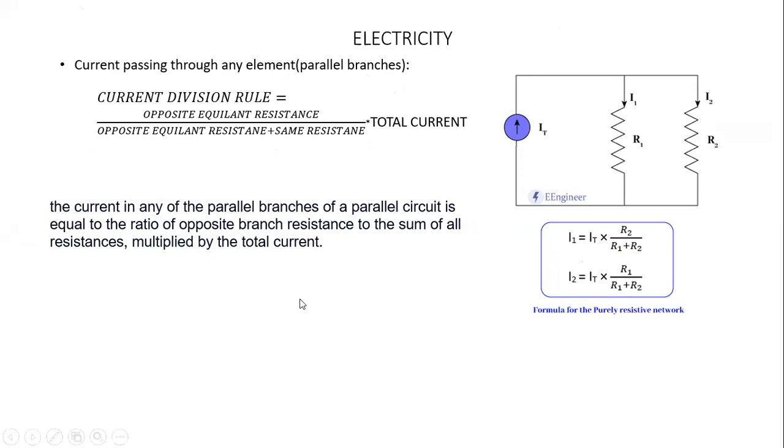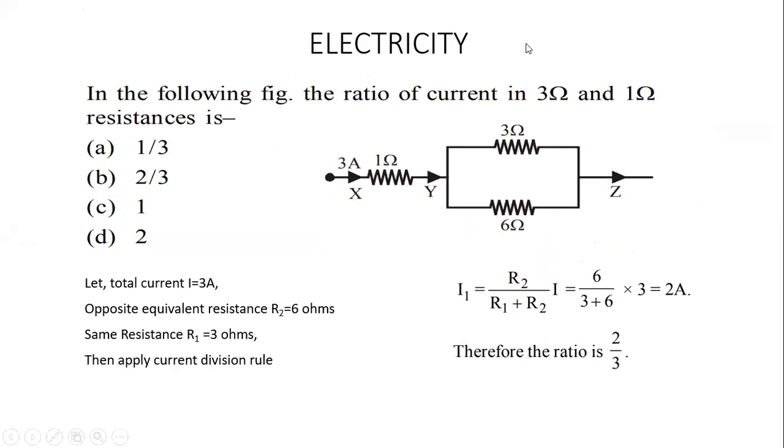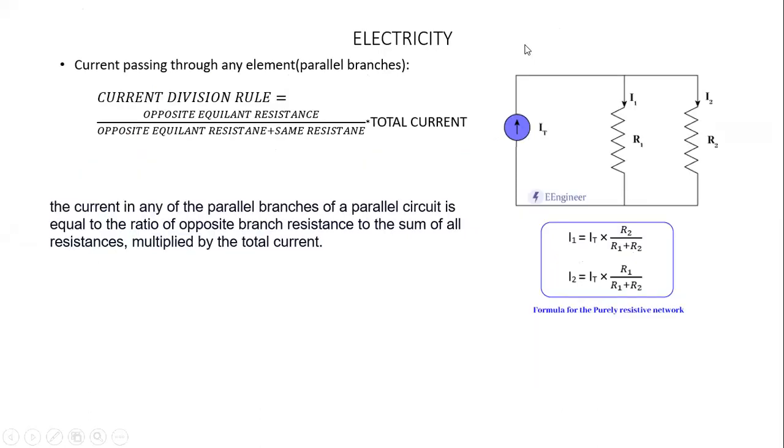Before we go for electricity principle, first of all, we have to go one by one. Now, I have to explain the current division rule. What is meant by current division rule? Suppose you want to find out the current passing through any parallel branch, we have to use the current division rule. Let me explain how to apply the current division rule in a parallel branch.